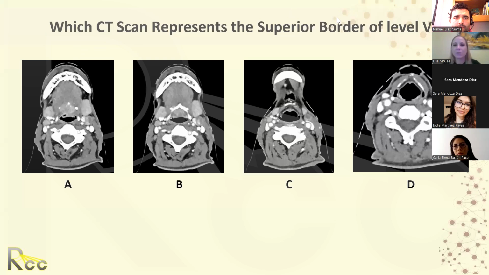I'm going to go ahead and close this out of my screen. For the purposes of this current question, which of the following CT scan slices best represents the superior border of level 5?